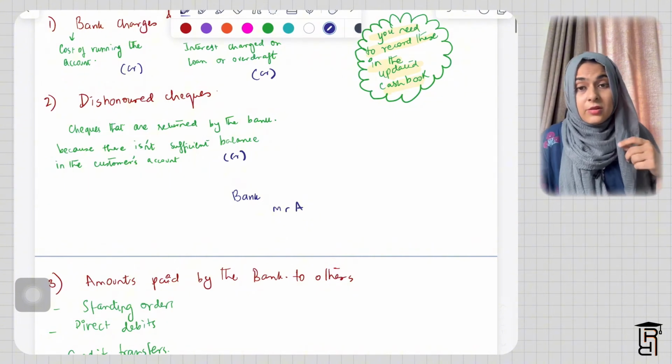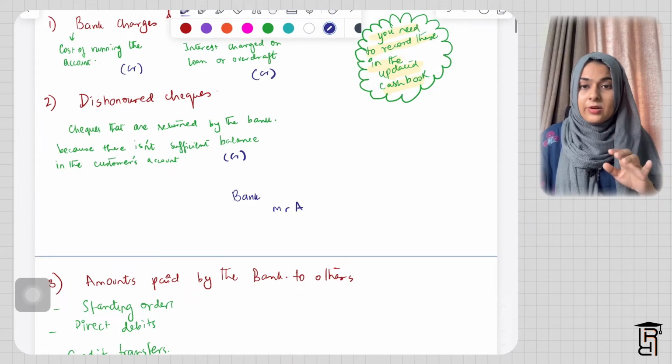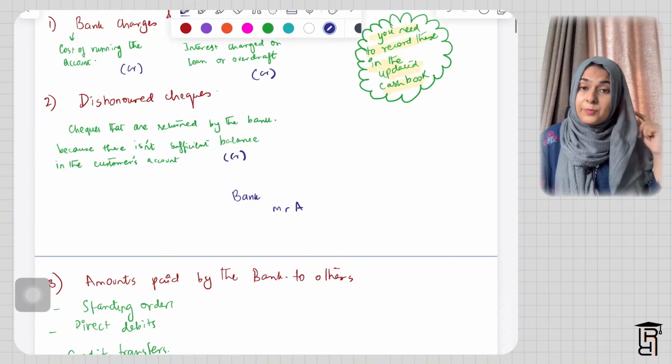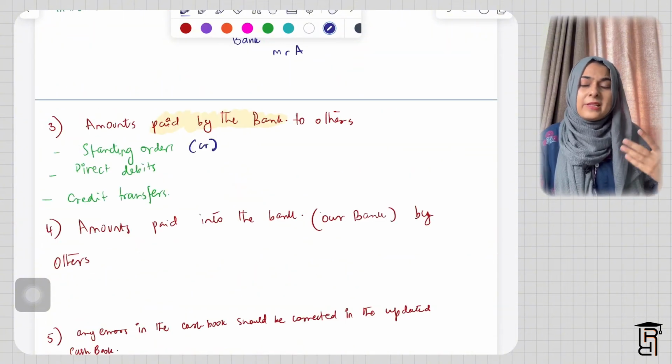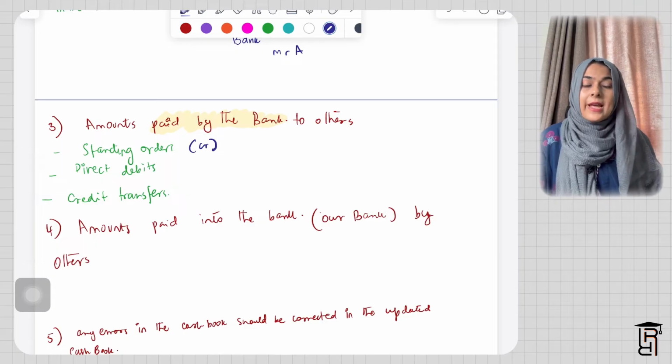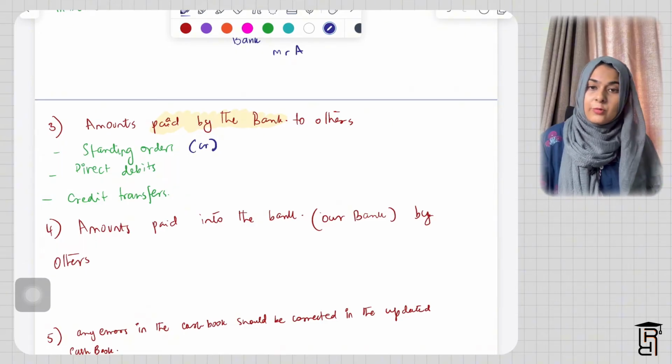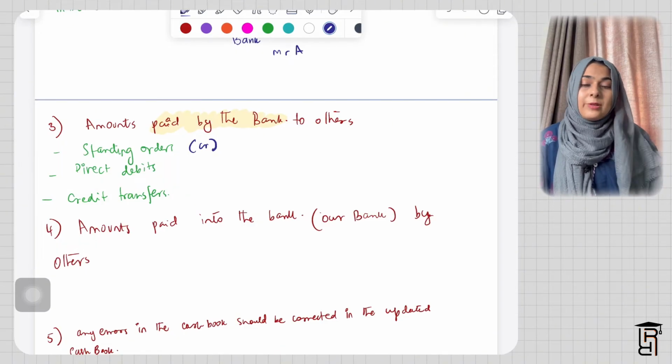Direct debits are similar to standing orders, but in the case of direct debits, the amount and the interval are not fixed. Let's say I tell my bank to pay my electricity bills or any other bills of mine. My bills will obviously be different, and the date of paying will also be different. So the bank will pay on my behalf.